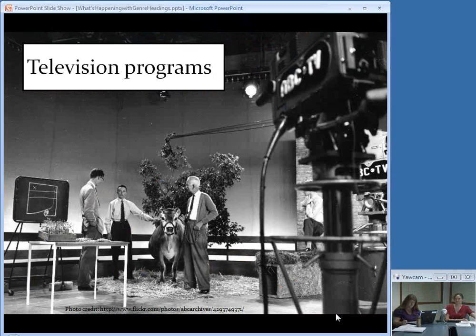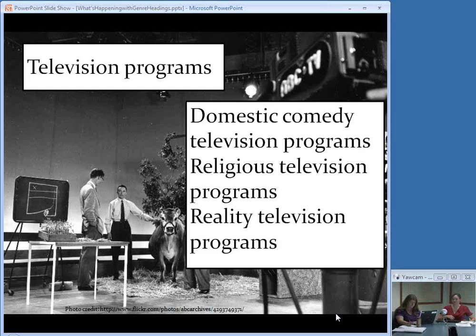Television programs is also another type of discipline that has genre terms, again, because it started with the moving pictures and visual items. That's definitely something that they're pretty strong in. Things like domestic comedy television programs, religious television programs, reality television programs. So if you're cataloging anything to do with reality TV, you have a genre heading for that.